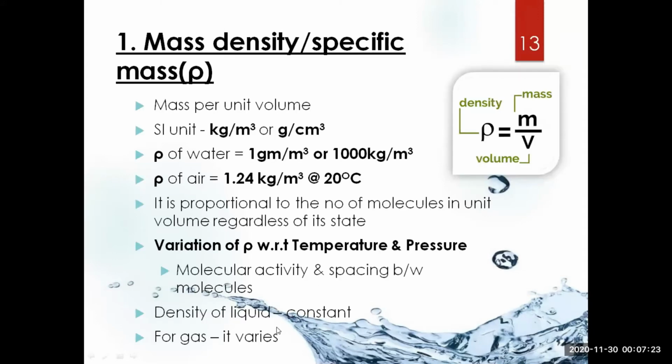For a gas, the density will vary. So for liquid, it will remain constant, whereas for gases, the density will vary because the molecules will be moving randomly. In case of gases, molecules will be moving randomly. So the density of gas will vary. For liquid, it will remain constant. So this is the first property of the fluid, that is mass density or specific mass.